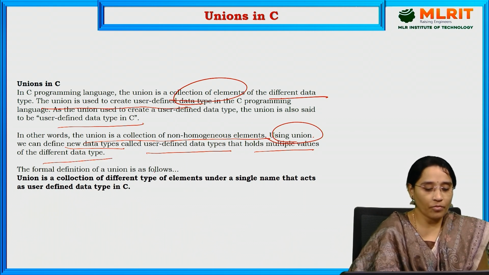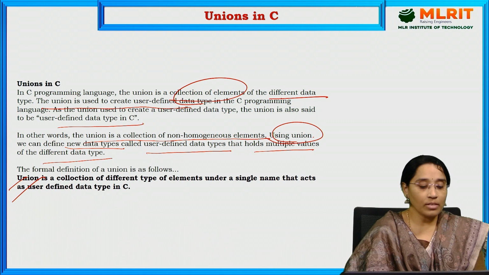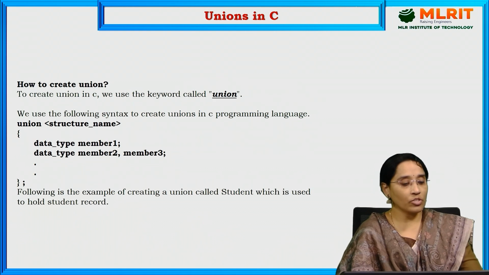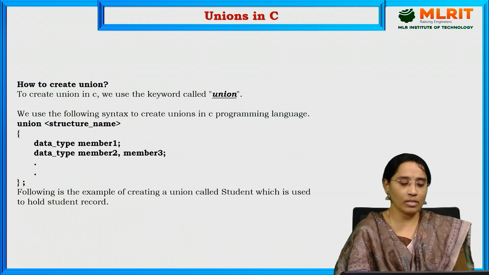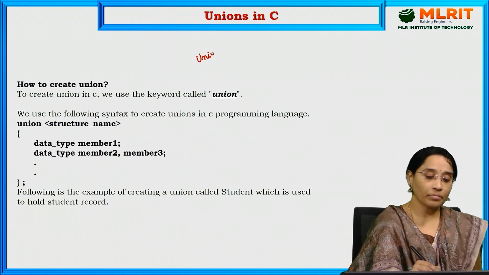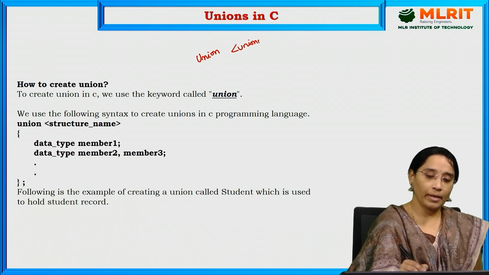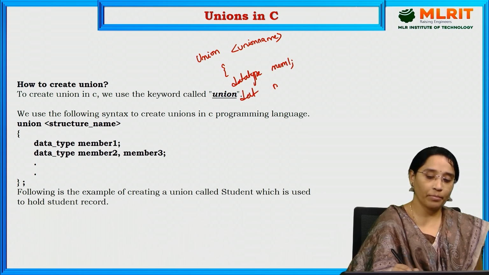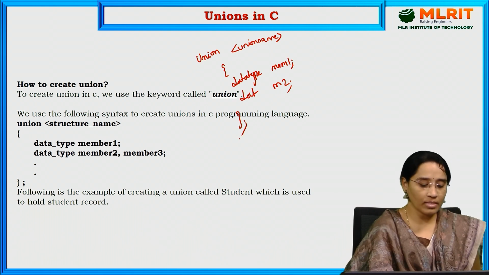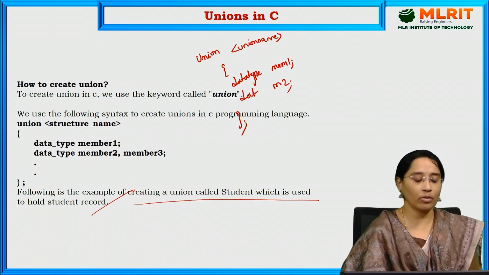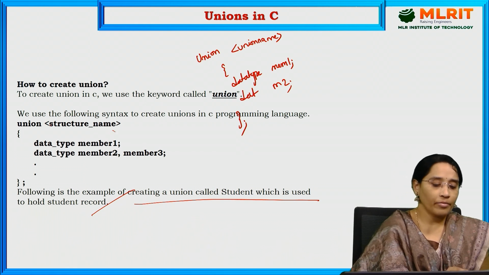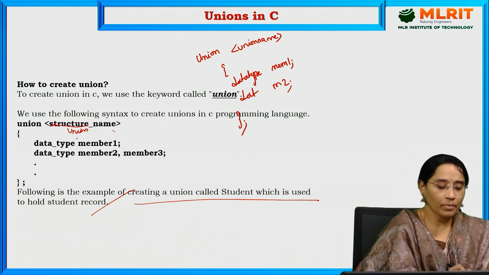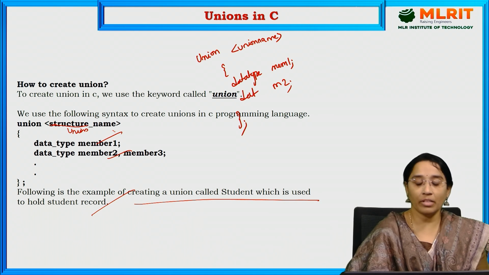The formal definition of a union. So this is the exact definition. Union is a collection of different types of elements under a single name. Like structures, the declaration is the same. So here you will write union, name, data type, member 1, data type, member 2, and so on. For this example, I am creating a union called student to hold the record. Here I have taken structure, you can replace this with union. Name, data type, members. The declaration is everything common.